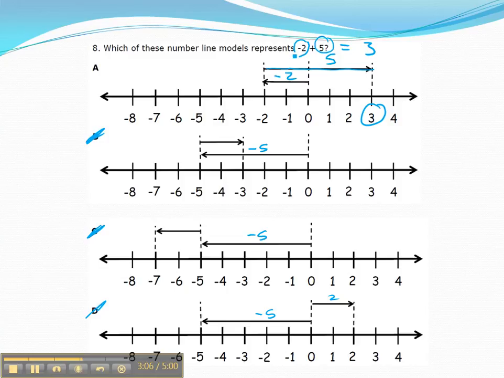Because the signs are different, you find the difference. 5 minus 2 is 3. And you keep the sign of the integer that has the greater absolute value, the one that's farthest from 0. And +5 is farther from 0 than -2, so +3 is the answer. And that's where this correct number line model leaves off. So answer choice A is the answer.